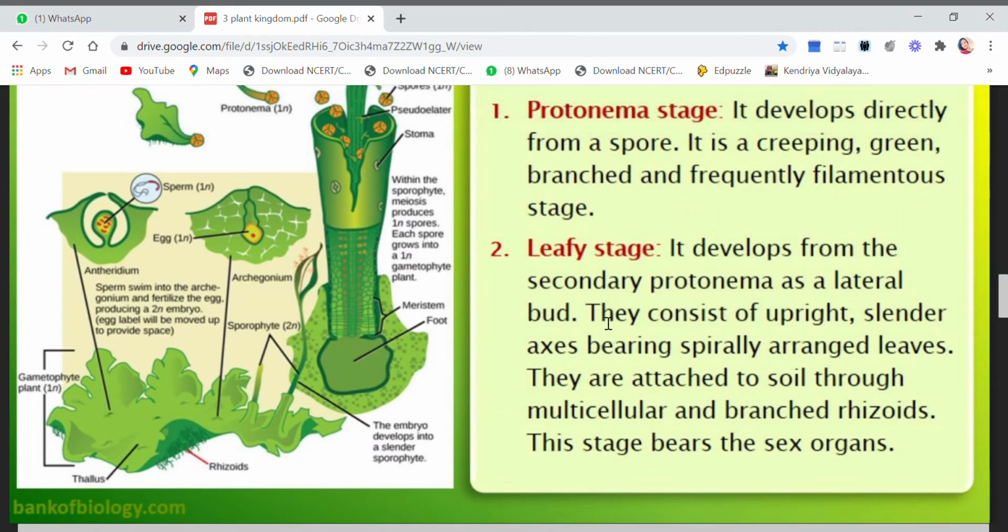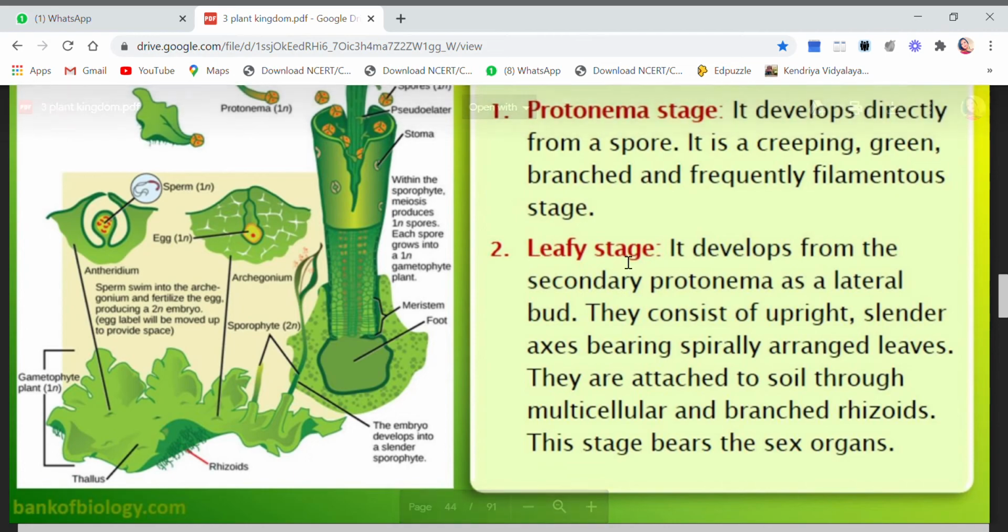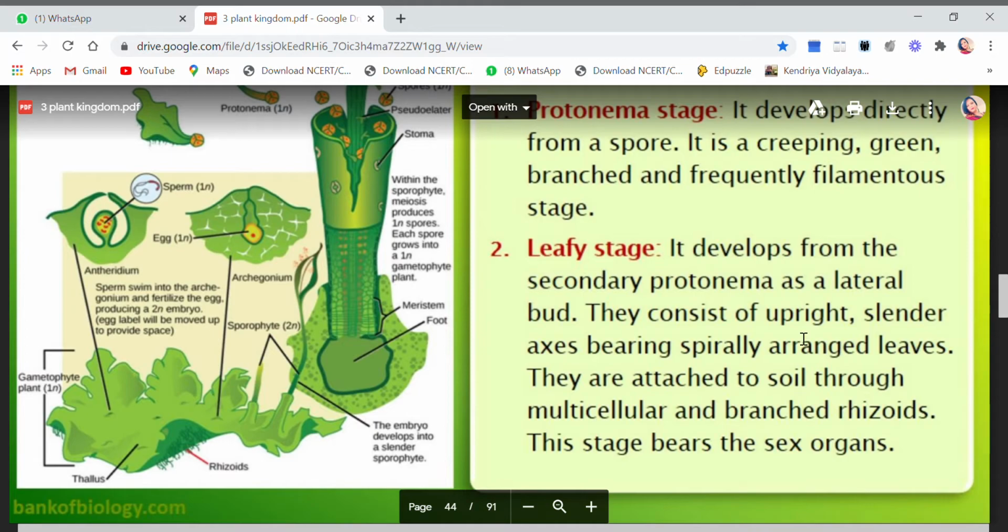Then comes the leafy stage. It develops from the secondary protonema as a lateral bud. That is, from this protonema, a small bud will be formed and that will get converted into the leafy stage. They consist of an upright, that is straight, slender axis, bearing spirally arranged leaves. They are attached to the soil through multicellular and branched rhizoids, as you see here. Rhizoids will be there, and this stage bears the sex organs.